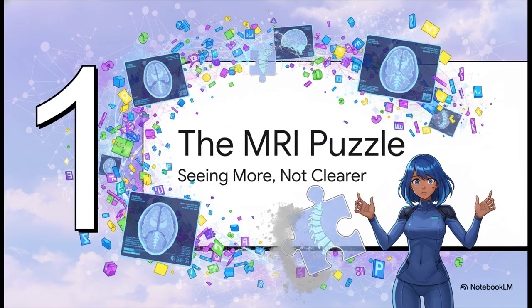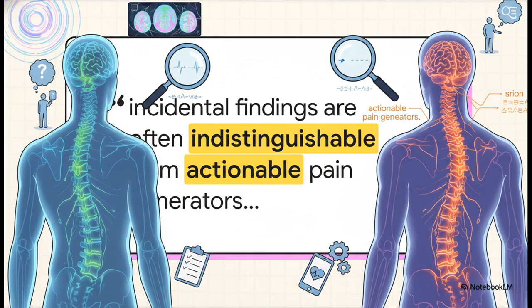It's that classic situation where getting more and more information doesn't actually lead to more clarity. In fact, sometimes it just makes everything a whole lot foggier. This quote from the research we're looking at today just absolutely nails the issue. So what does it mean? Well, an incidental finding is something the scan picks up that, honestly, isn't causing you any trouble at all. But the actionable pain generator, that's the real culprit. And for a radiologist who's just looking at the images, telling those two apart has been nearly impossible.